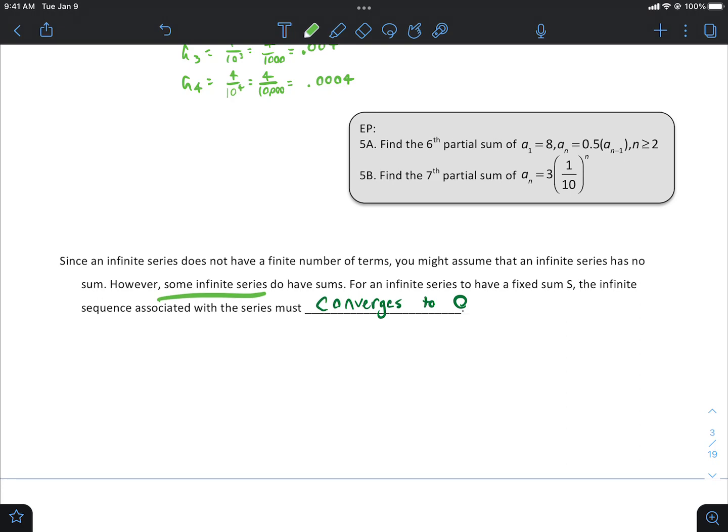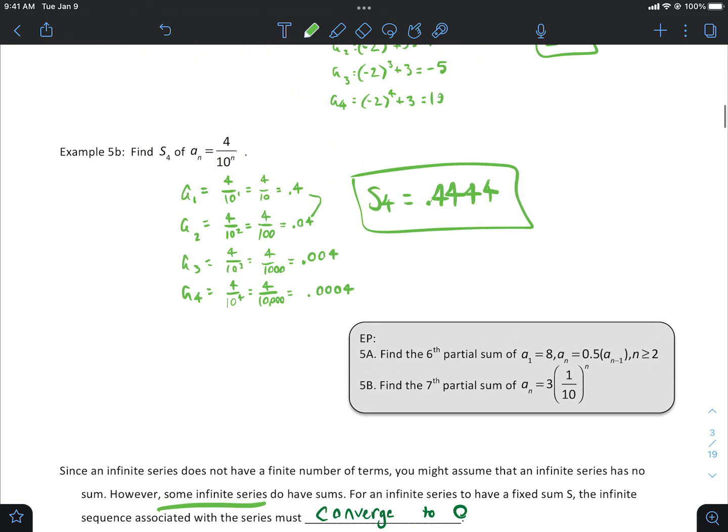This happens when you have a convergence. So for an infinite series to have a fixed sum, the infinite sequence associated with the series must converge to 0. Converge to 0 right there. If the terms level off eventually, which is actually what's happening right here, this is leveling off. That's rounding to 0. You could technically do the infinite sum of that.